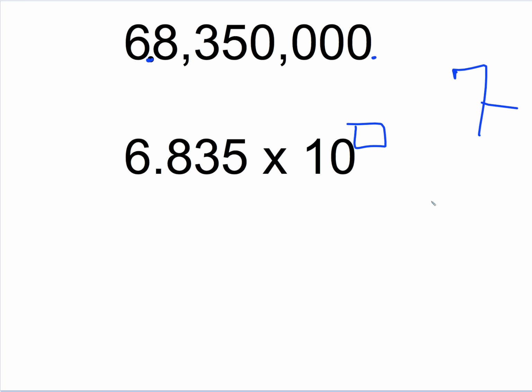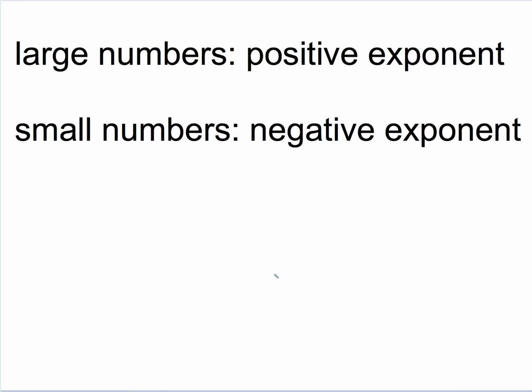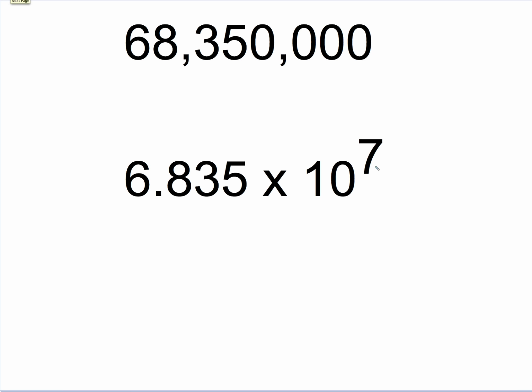Now, should that 7 be a positive 7 or a negative 7? Well, the way to determine that is easy. If it's a large number, you're going to have a positive exponent, and if it's a small number, you're going to have a negative exponent. So since 68,350,000 was obviously a large number, that means that our exponent will be a positive 7. So these two things mean the same thing.